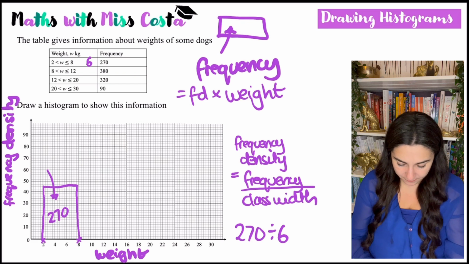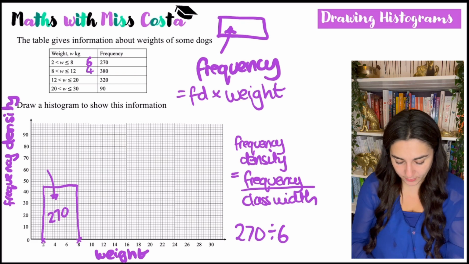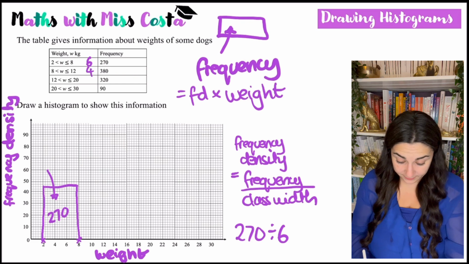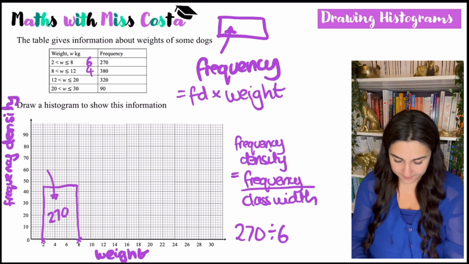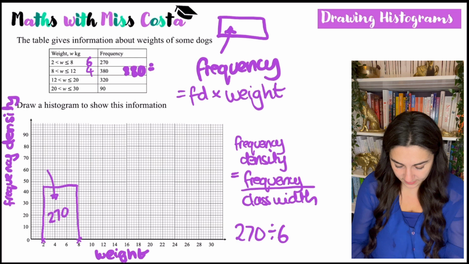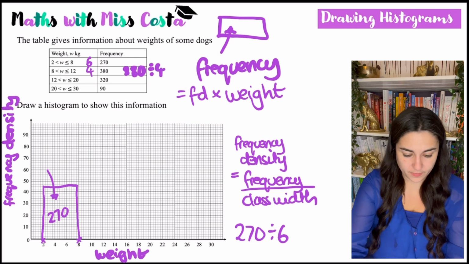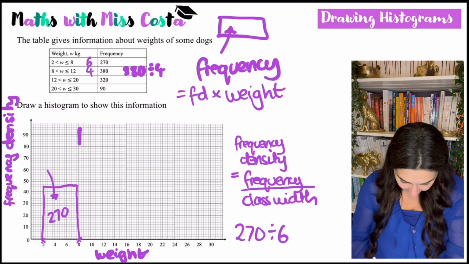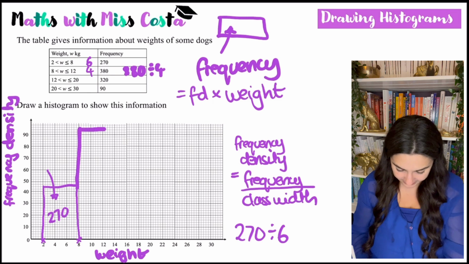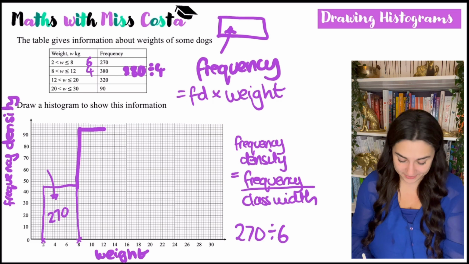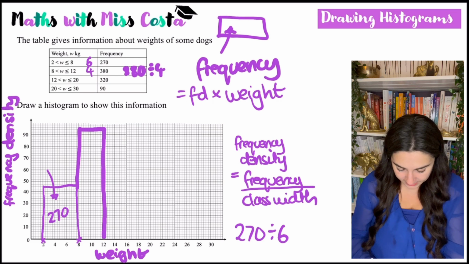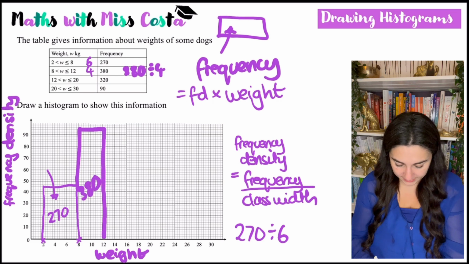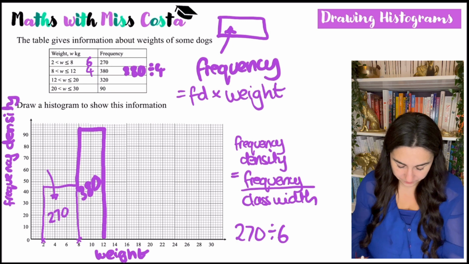I do the same thing for my next one. So the class width from 8 to 12 is 4, and the frequency is 380. So I'm going to do 380 divided by 4, which is 95. So over here, I'm going to go up to 95. And this is a really badly drawn histogram. You're obviously going to do it much neater on yours. So 95, and that represents 380 people.